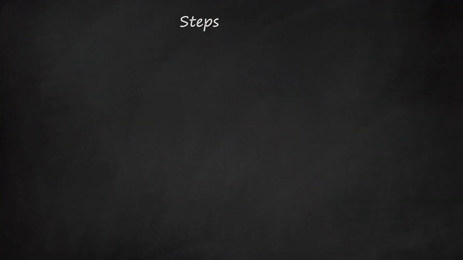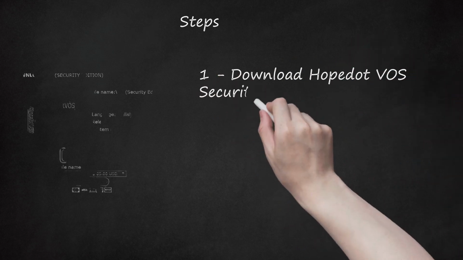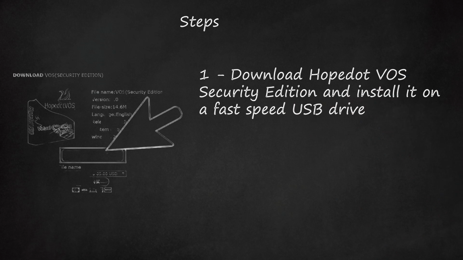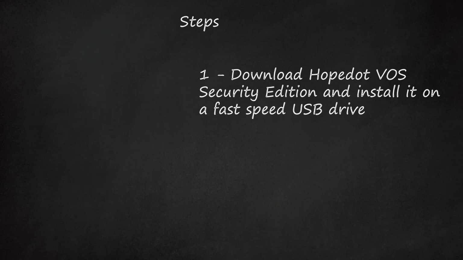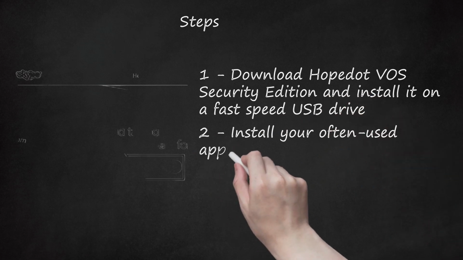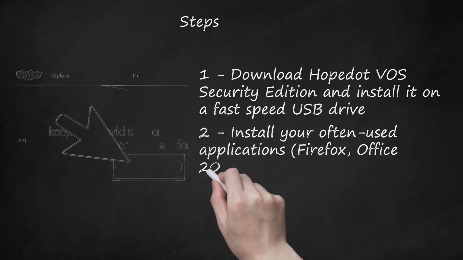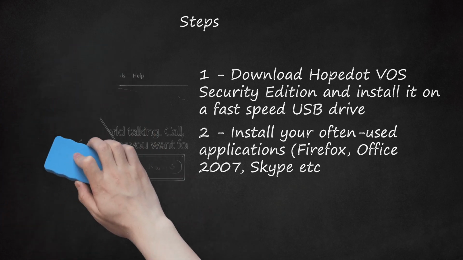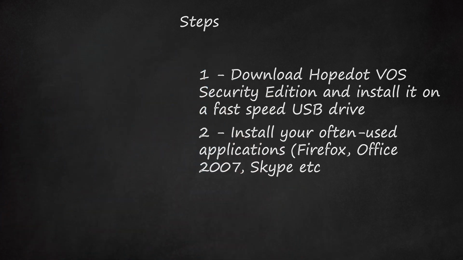Steps. 1. Download Hopedot VOS Security Edition and install it on a fast-speed USB drive. If you use the Hopedot VOS tailor-made USB, you can skip this step, as the software is already in the USB drive. 2. Install your often used applications, Firefox, Office 2007, Skype etc. into the Hopedot VOS virtual operating system. Then, do the job and save the confidential data only in the Hopedot VOS environment. The data will be encrypted in the USB and not accessible without all the passwords.